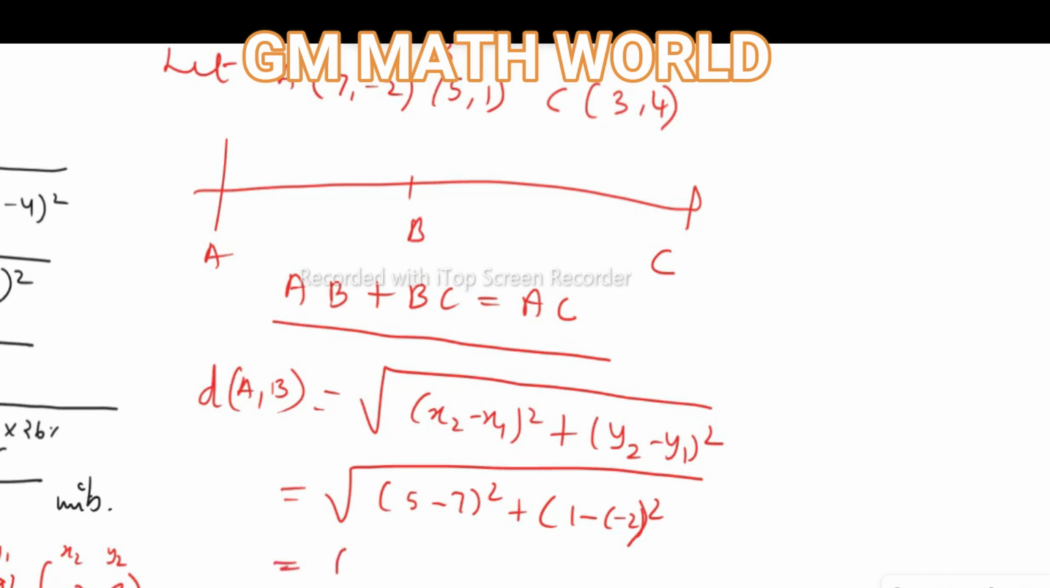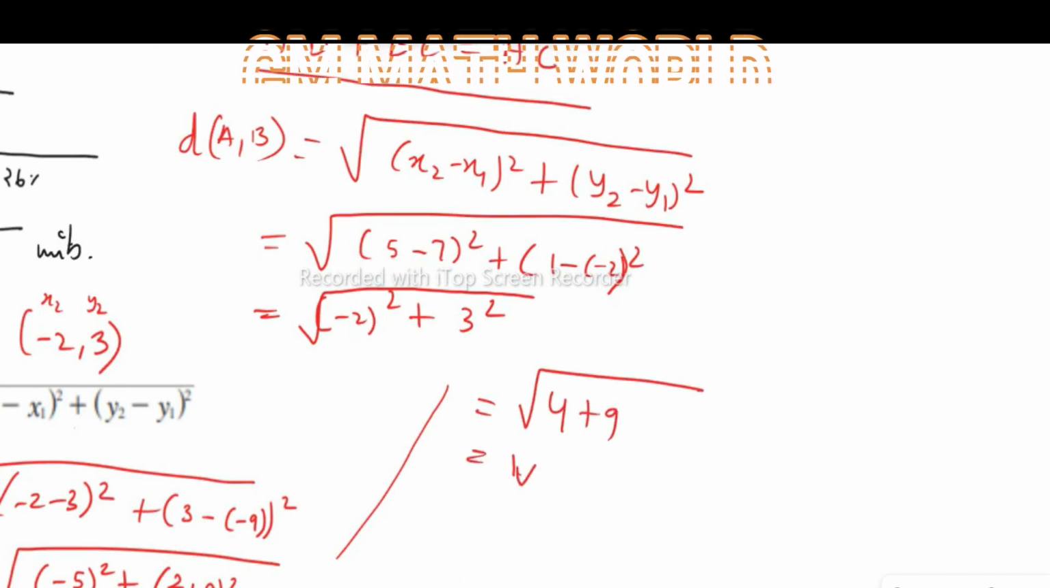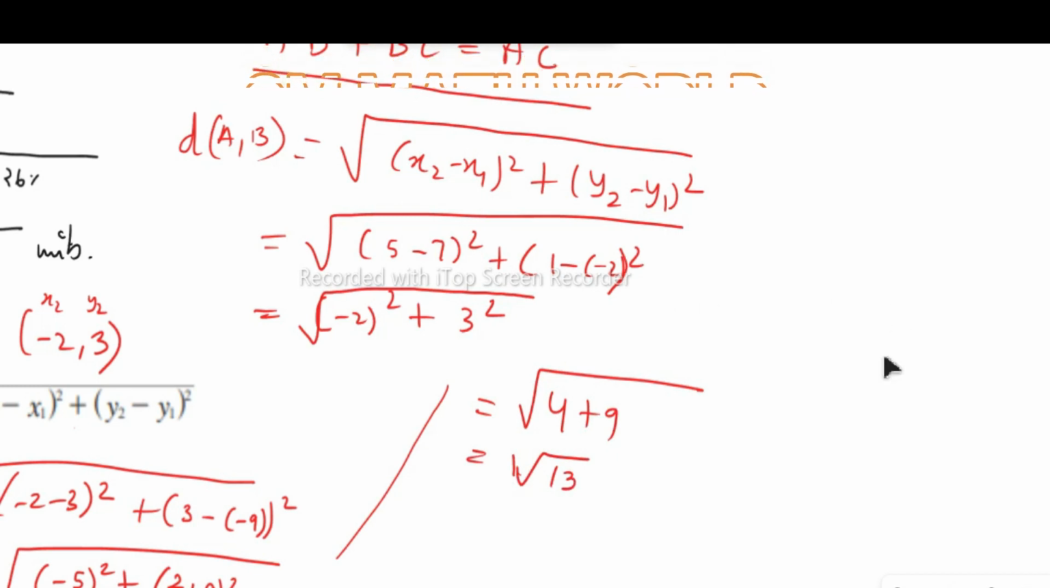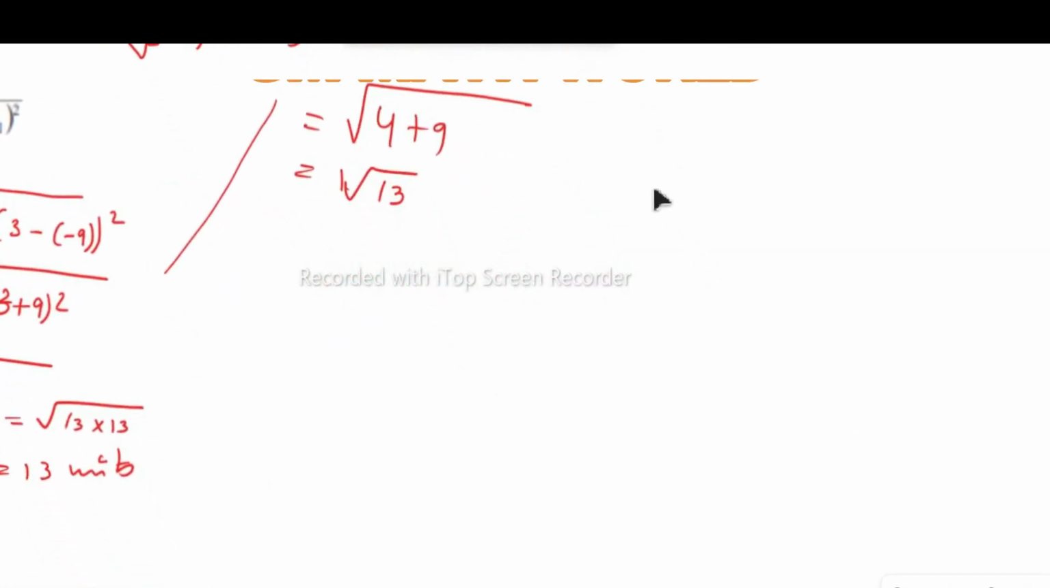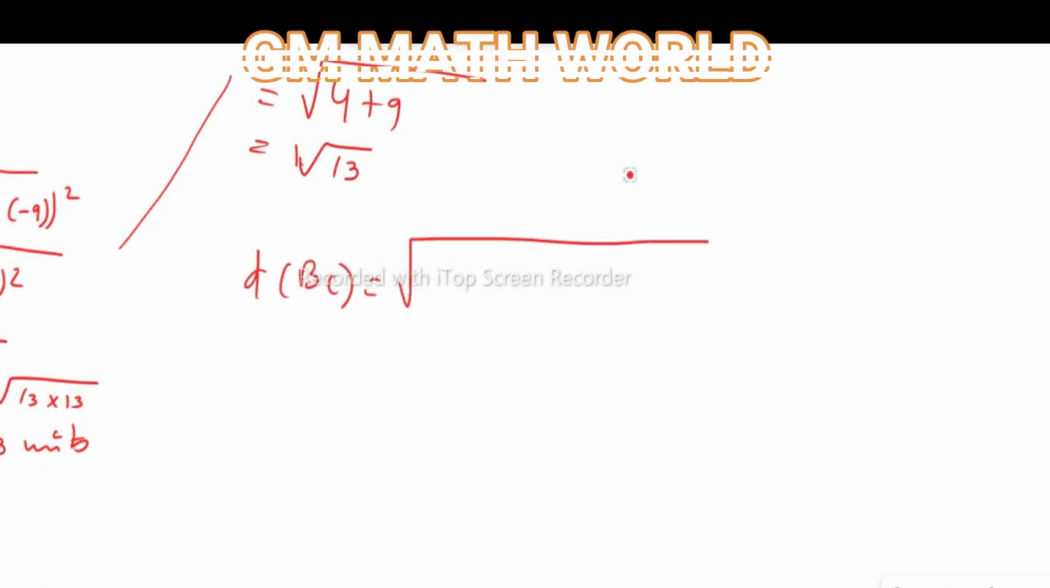x2 is 5, x1 is 7, so it is 5 minus 7 whole square plus y2 is 1 and y1 is minus 2, so it is 1 minus of minus 2 the whole square. 5 minus 7 is minus 2 square plus 1 minus of minus 2 is 1 plus 2 is 3 square. 2 square is 4 plus 3 square is 9, 4 plus 9 under the square root, and the distance is root 13 units.